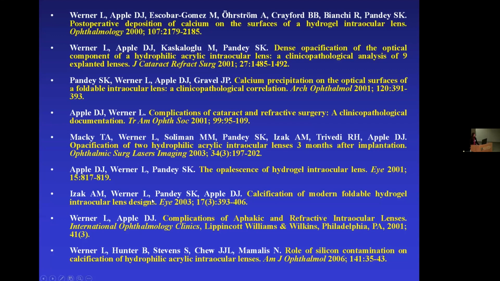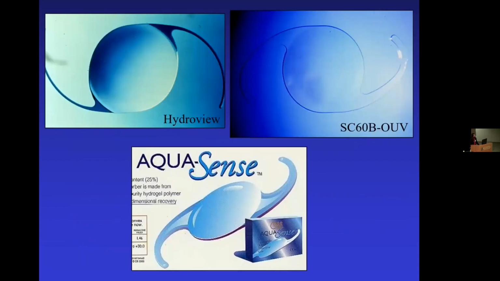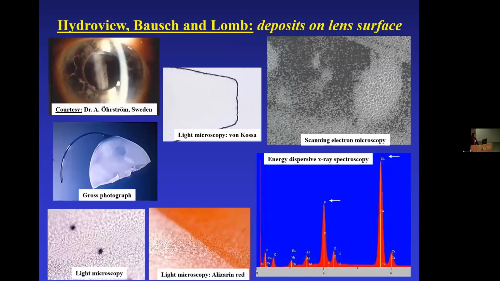So calcification, it's been a big problem. We have been investigating this since many years with many publications about the subject. And many years ago, there were some relatively large-scale problems of calcification involving these three lenses, Hydrovue by Bausch & Lomb, the SC60BOV by Medical Developmental Research, and the AquaSense by Ophthalmic Innovation Internationals. So many, many lenses were explanted because of it.